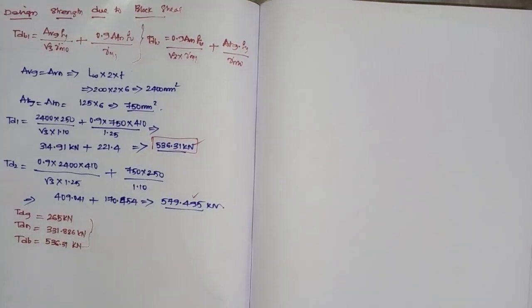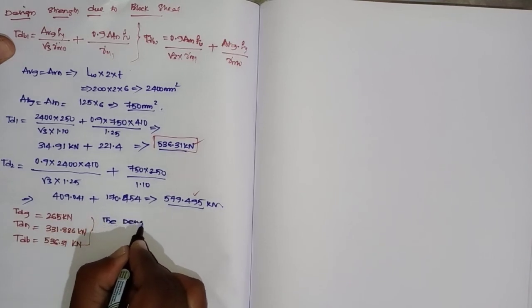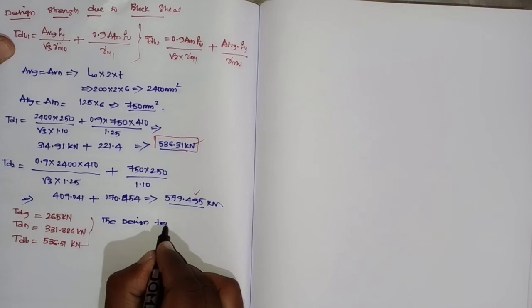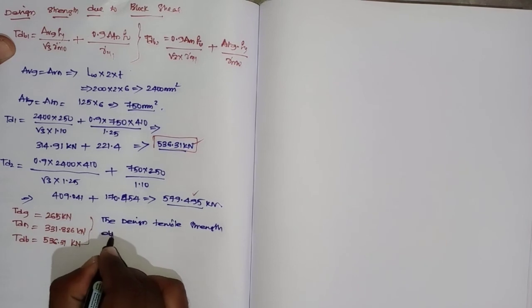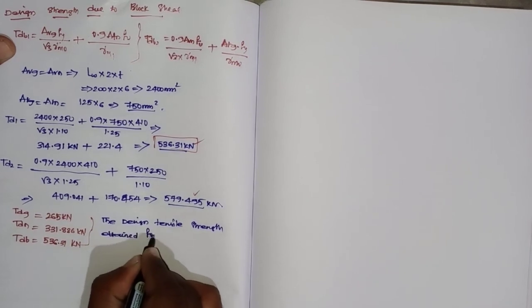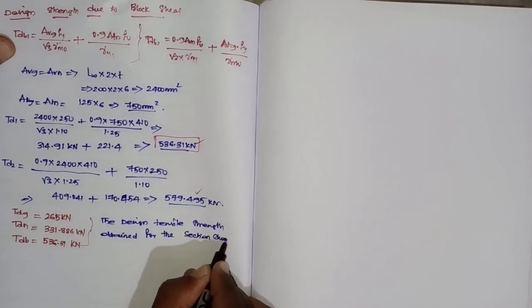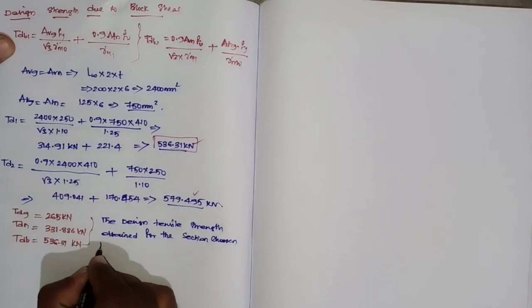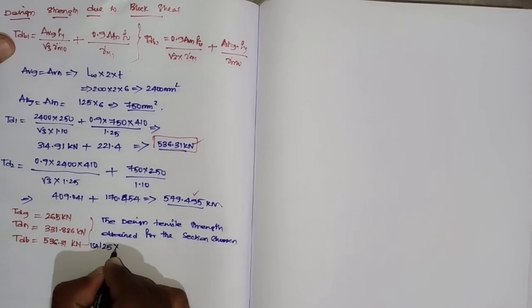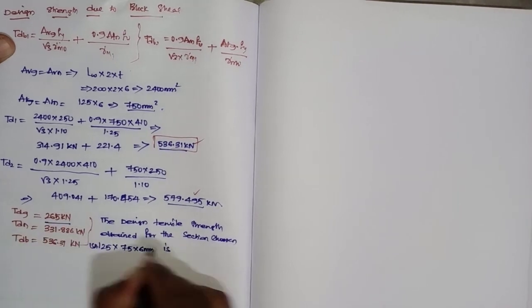Now what you have to write as the statement here is: the design tensile strength obtained for the section chosen. You have to write for the section chosen. Why are we writing chosen? Because we have designed it, right? So the design tensile strength obtained for the section chosen, ISA Indian standard 125 by 75 by 6 mm, is how much? This one. Lesser of these three, right?